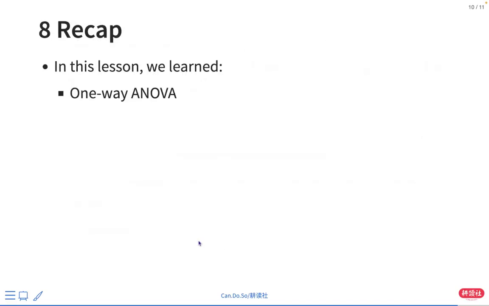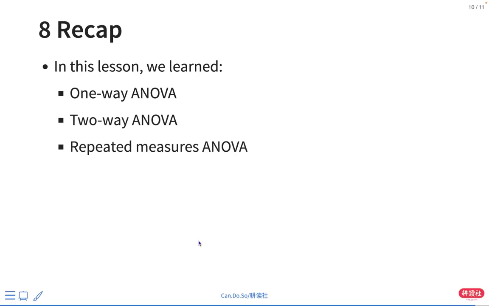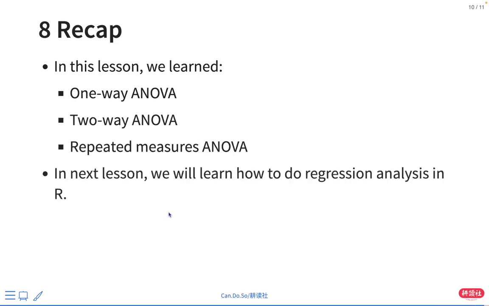So in this lesson, we learned one-way ANOVA, two-way ANOVA, and repeated measures ANOVA. Next lesson, we will learn how to do regression analysis in R.